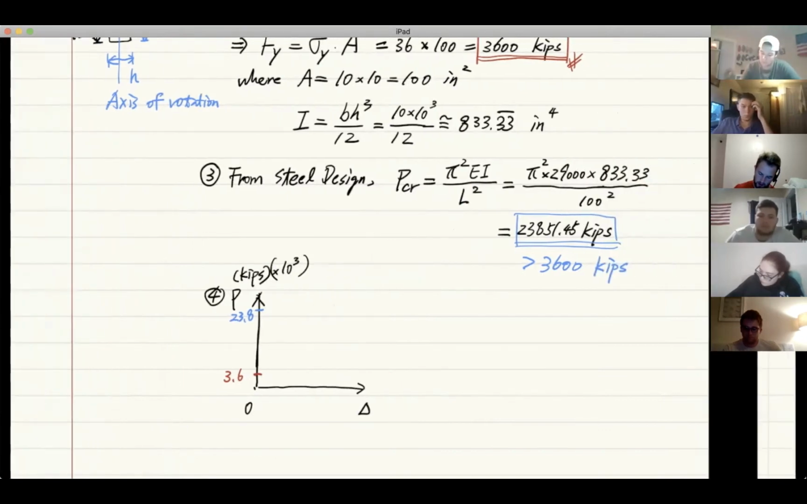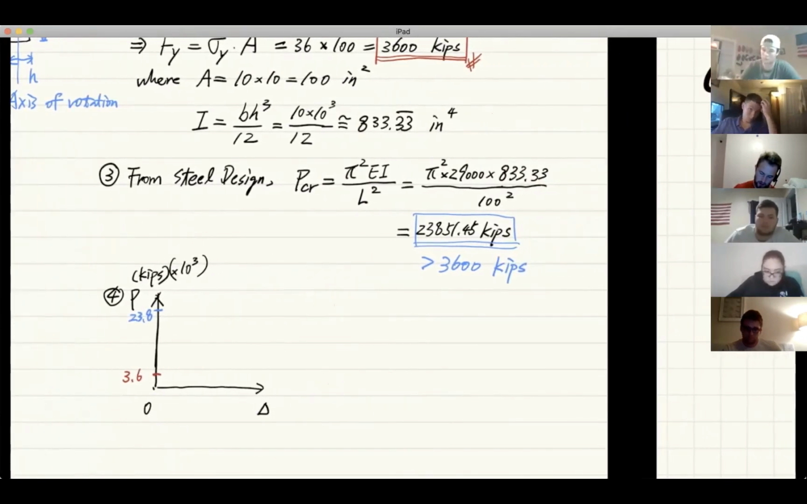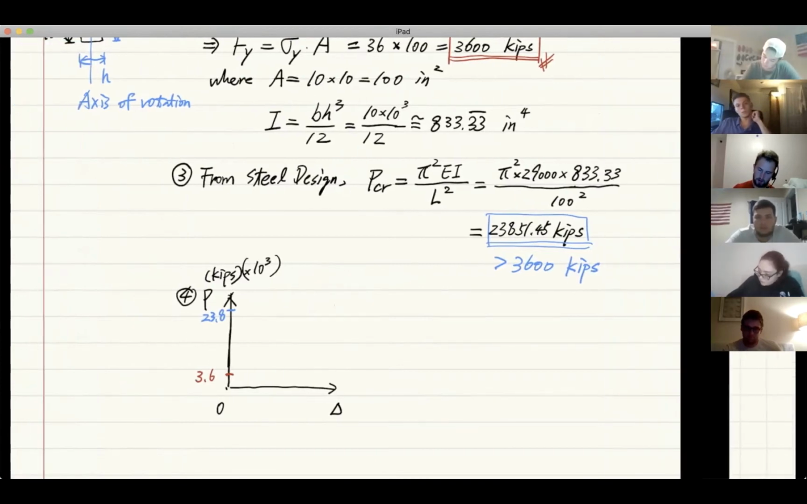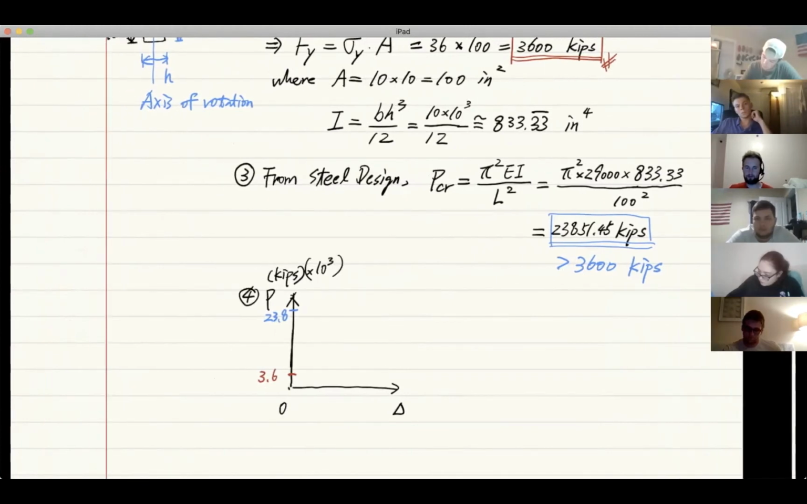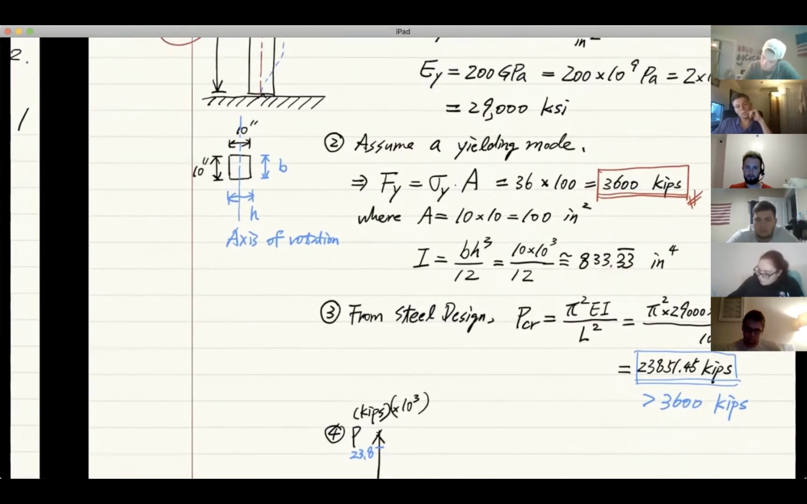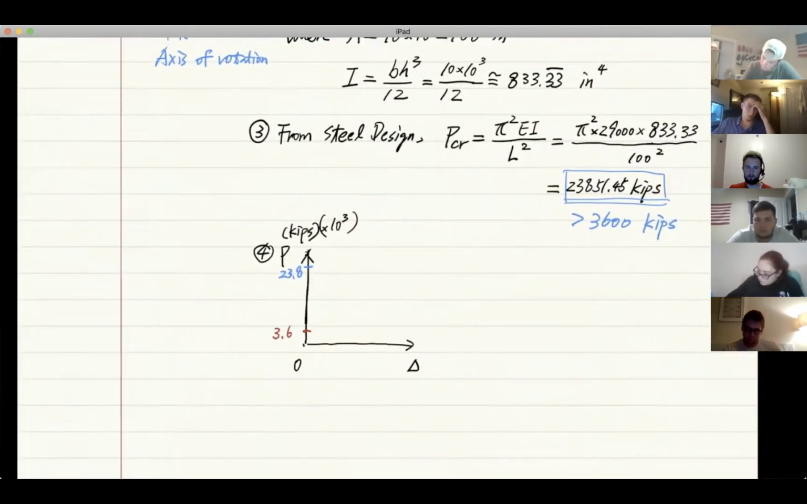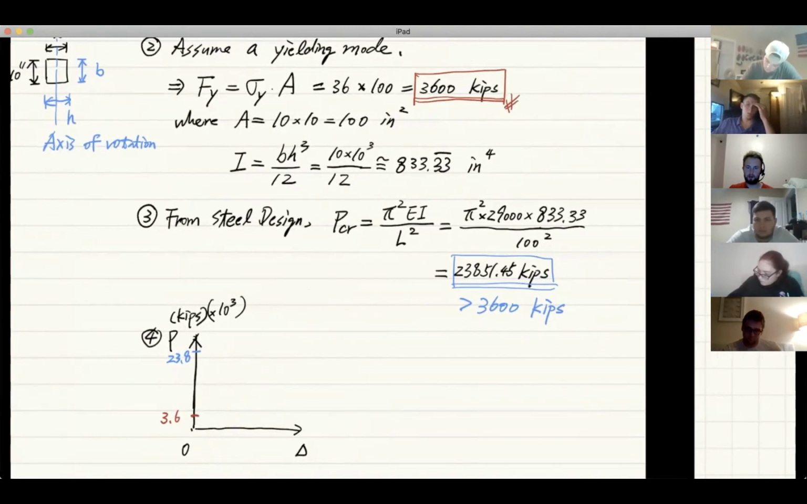Now, if the buckling load is much greater than the yielding load of 36, that means the structure will not buckle, but will yield first. However, what if we change the height? What if we do this? Suppose I increase the height to become 200 inches. So let's try this value.